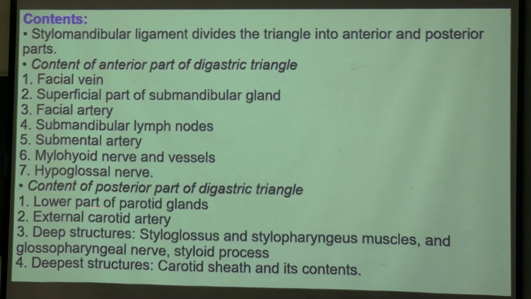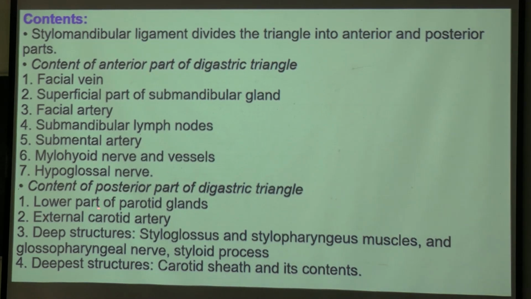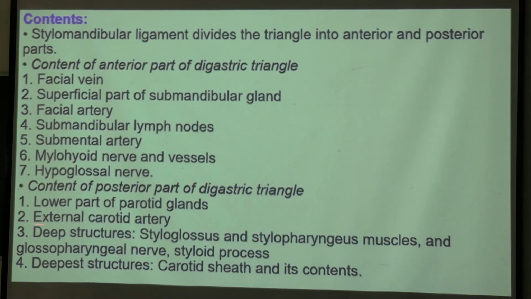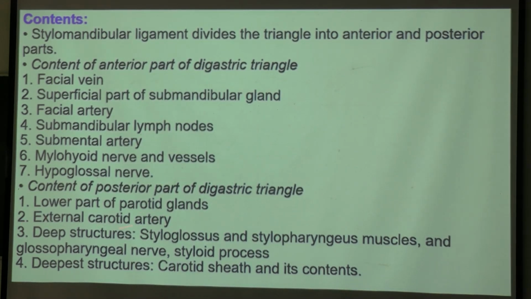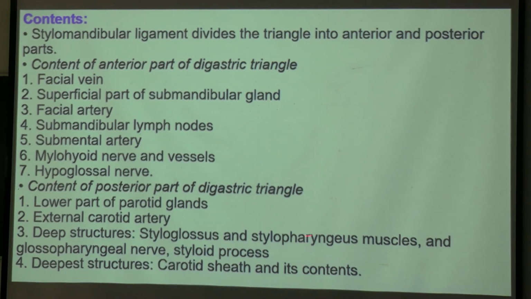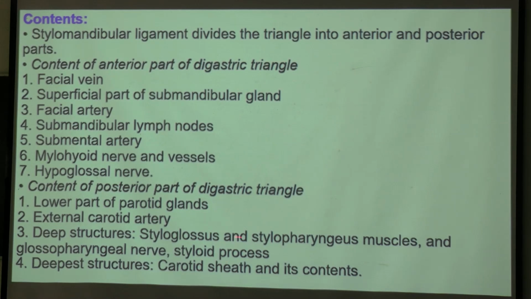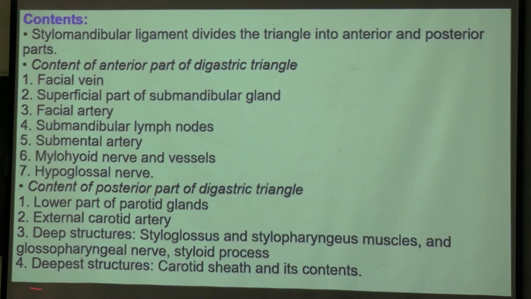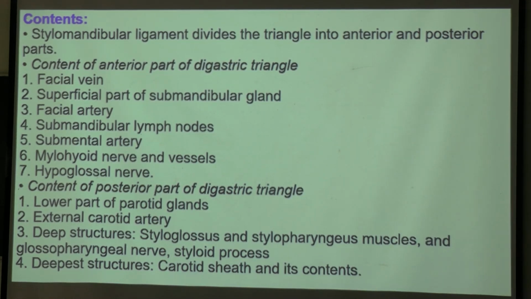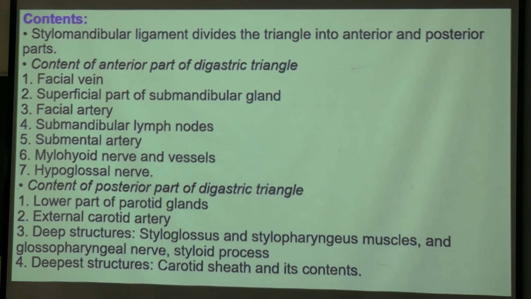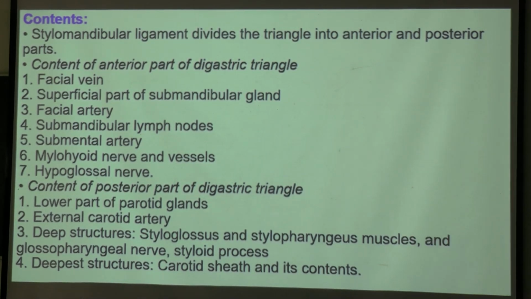Okay. Contents of the posterior part of the digastric triangle are the lower part of the parotid gland, external carotid artery and deep structures. Deep structures are styloglossus, stylopharyngeus, glossopharyngeal nerve and styloid process. These are the deep structures. And the deepest structure is the carotid sheath and its contents. The carotid sheath contains the common carotid artery, external and internal carotid artery, internal jugular vein and the vagus nerve, in between and posteriorly.